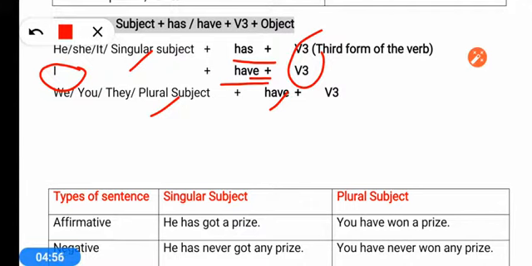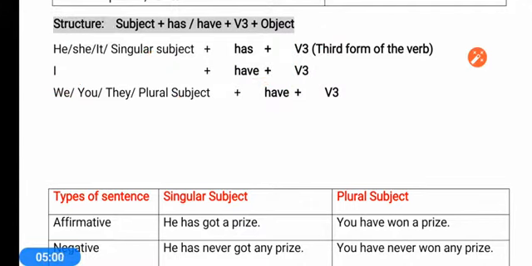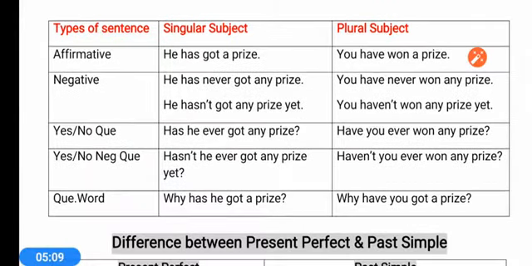So that's why with I we use have. Now you have understood: has, have plus the third form of the verb we have to use for present perfect tense. See that there are three kinds of sentences here: affirmative, negative and question.